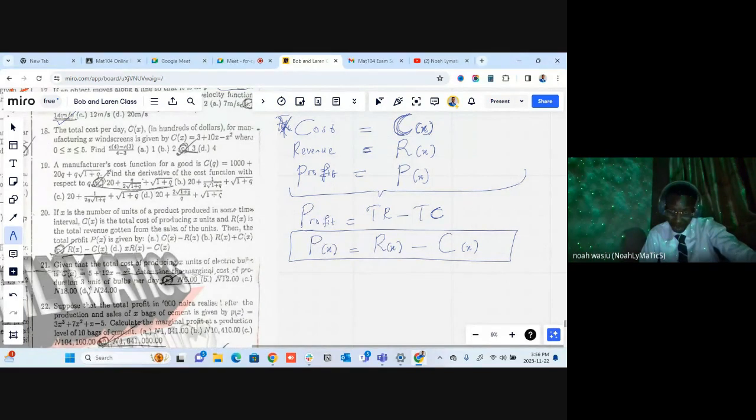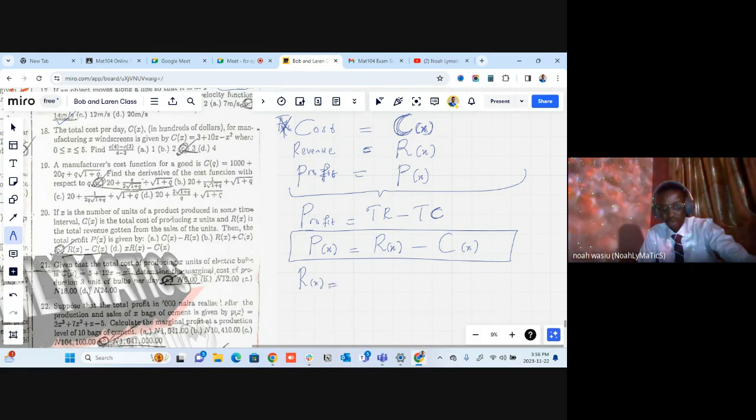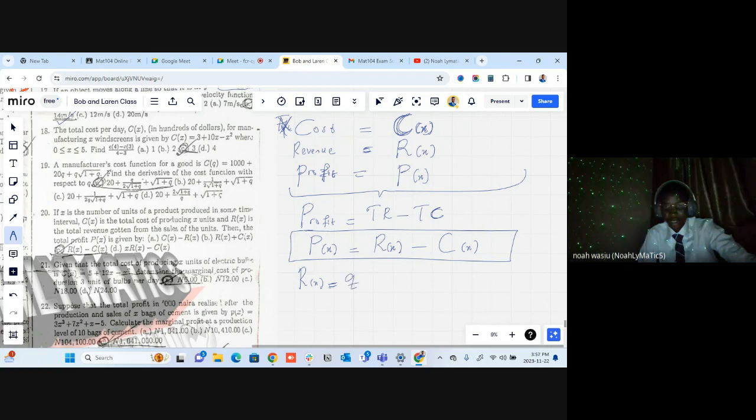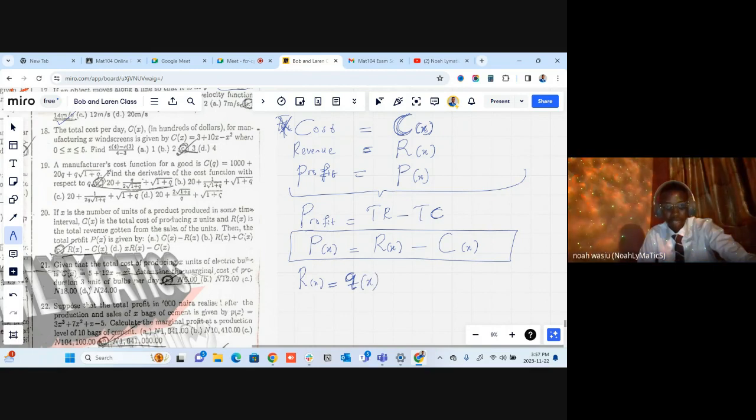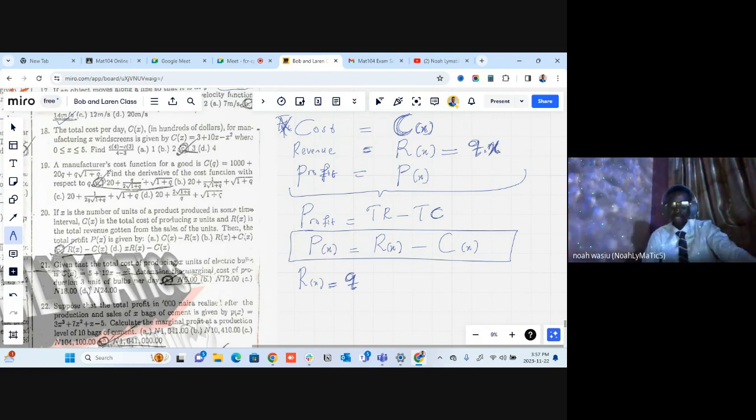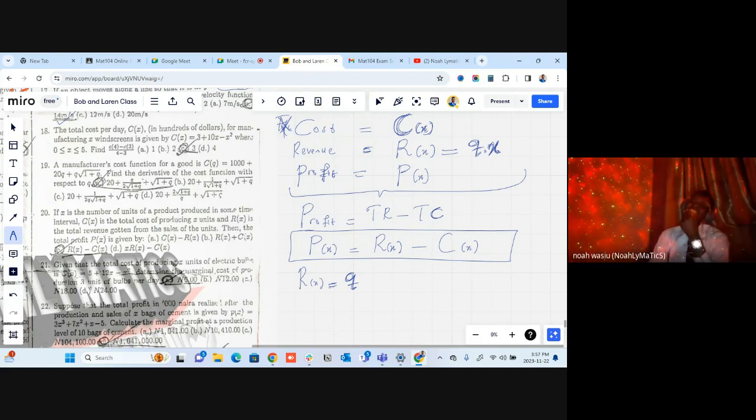What is revenue itself? Revenue has its own formula. Revenue is always equal to the quantity demanded times the commodity, Q times X. There's a particular formula you must know for this revenue, and this is the definition for revenue: quantity times the commodity X.